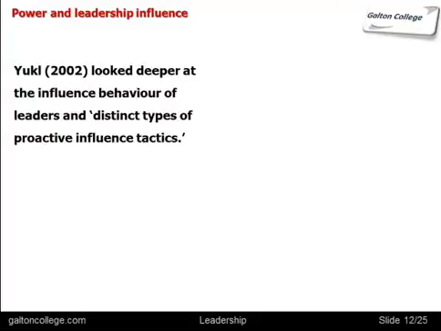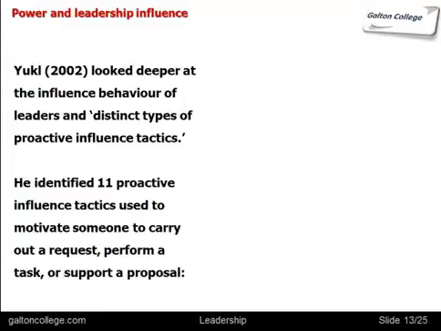Yukl looked deeper at the influence behavior of leaders and distinct types of proactive influence tactics. So in other words, what positively influences? He identified 11 proactive influence tactics used to motivate someone to carry out a request or perform a task. Now these are 11 ways in which influence can be given to subordinates to motivate them to carry out a request.